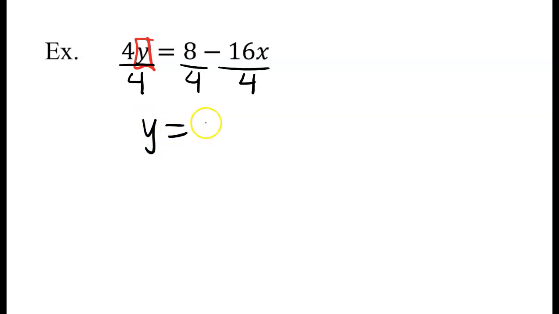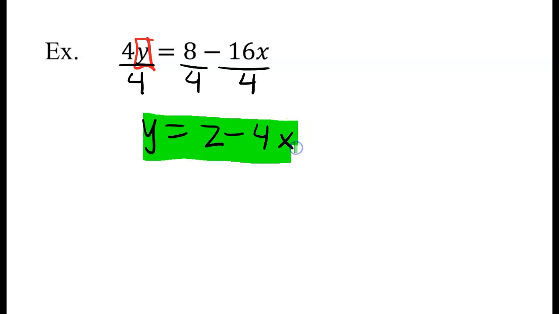8 divided by 4 is 2, minus 16x divided by 4. 16 divided by 4 is just 4, so this just becomes 4x. And again, I accomplished my goal. I got y by itself. That's it for that example.